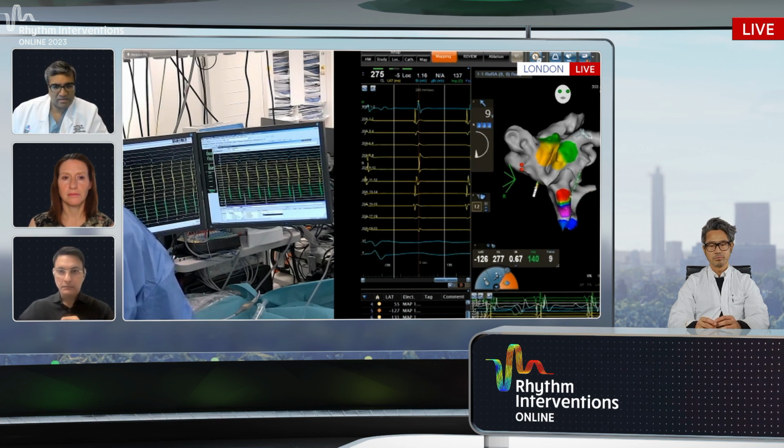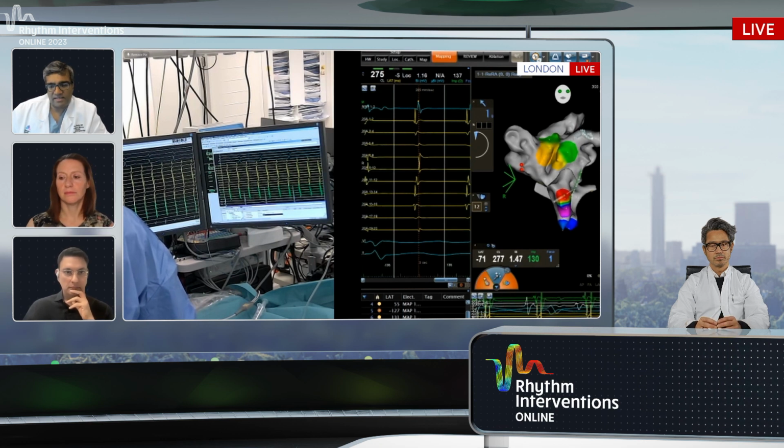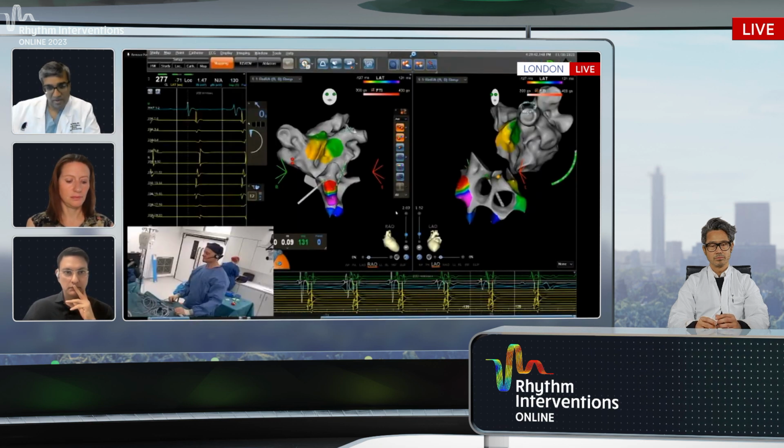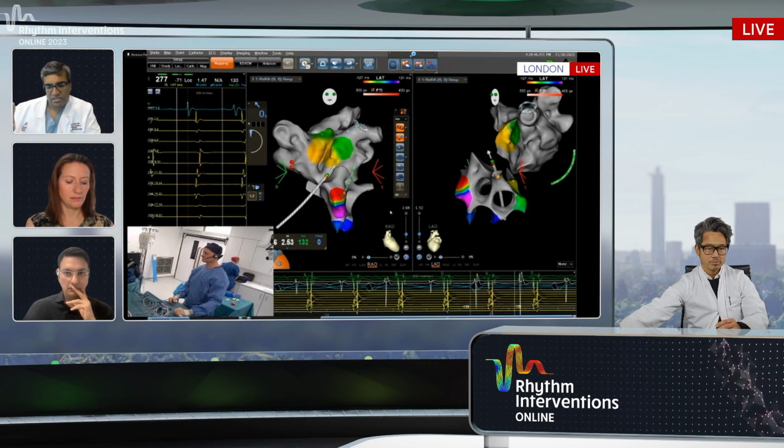Again, ultimately, I think you'll get to the same situation. But the beauty of that is, number one, literally within 5 minutes, you understand what the mechanism is. Number two, you have the potential for identifying a single site to ablate as opposed to making a line.